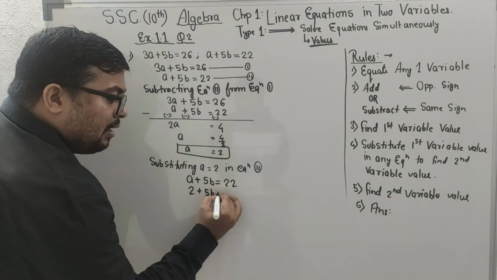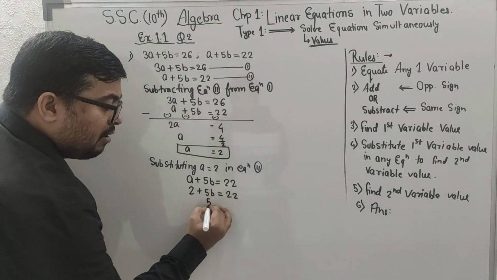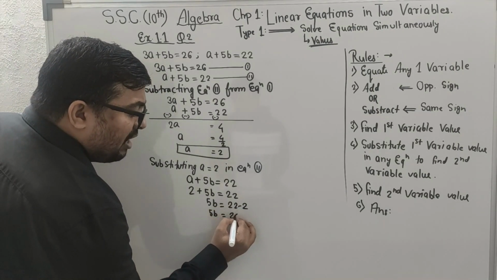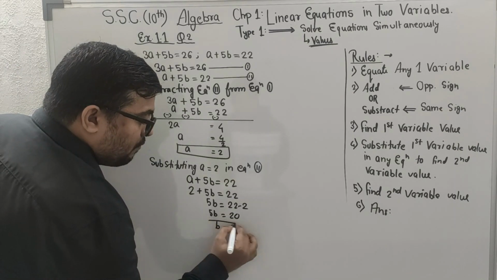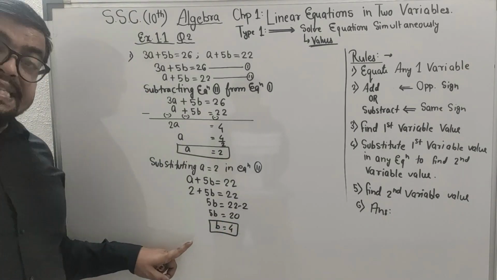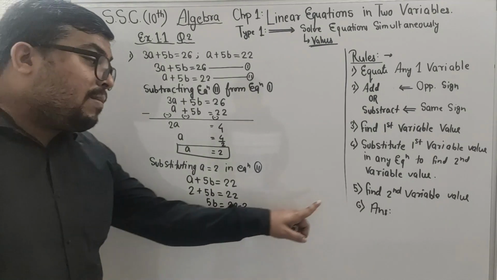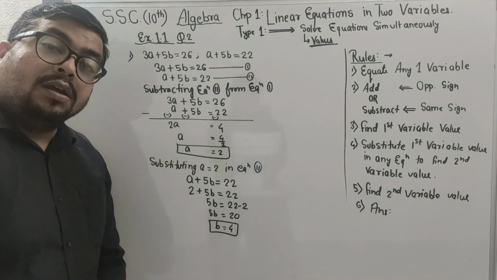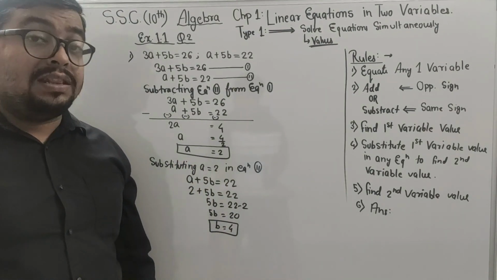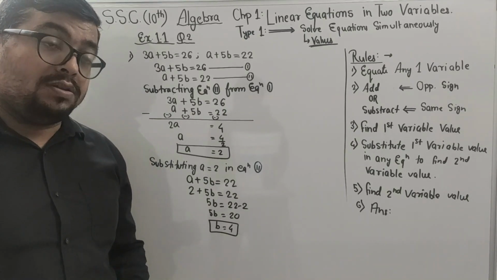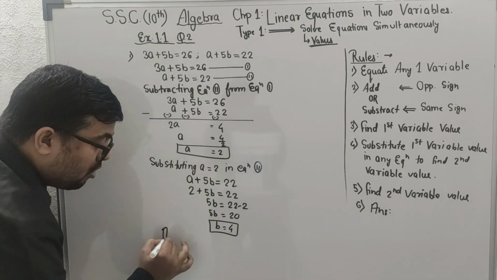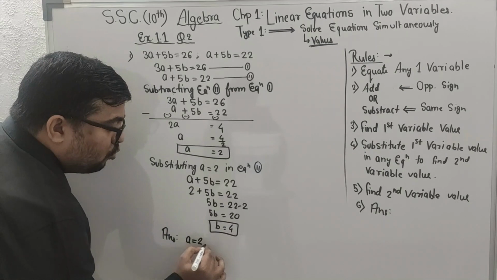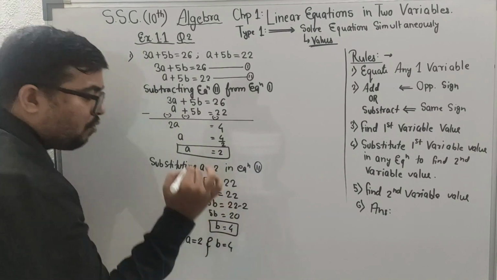2 plus 5b is equal to 22. Then 5b is equal to 22 minus 2. 5b is equal to 20. b is equal to 4. You got the second variable value. Step number 5 is over. Many students stop here only. They never write the answer and half marks get cancelled from there. Please pay attention. You have to write the answer. First variable a is equal to 2 and b is equal to 4.